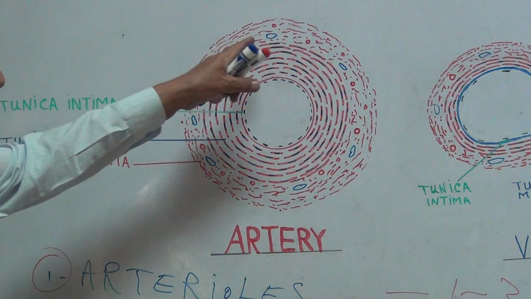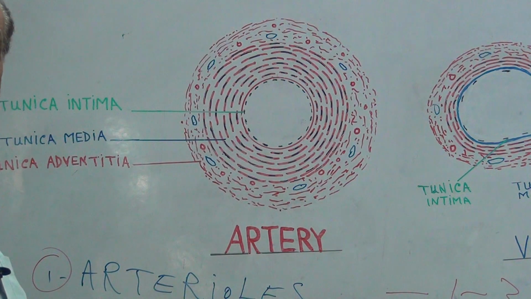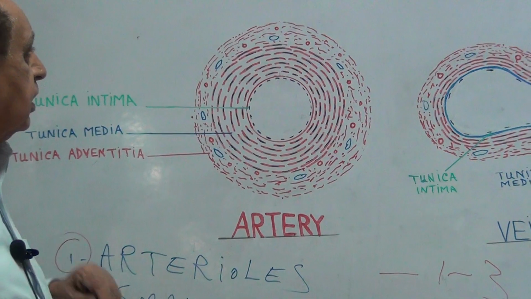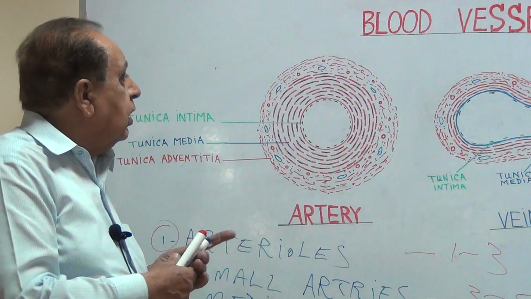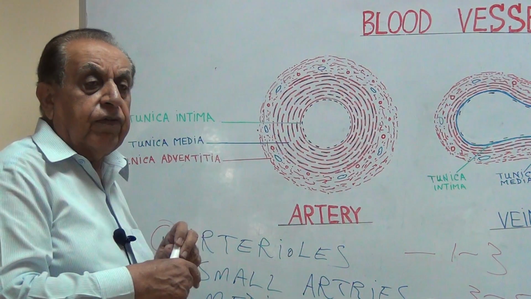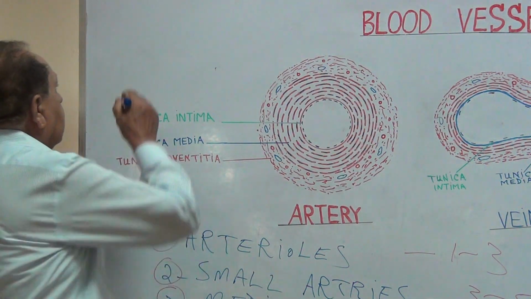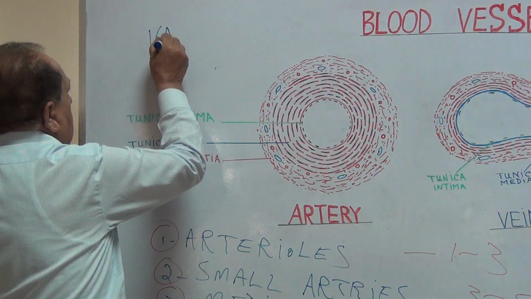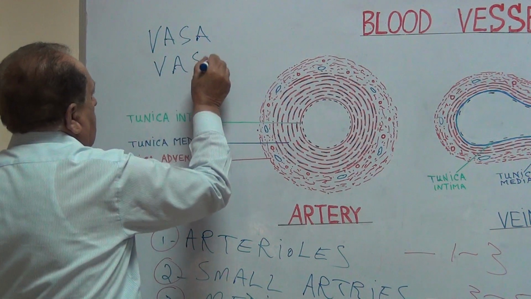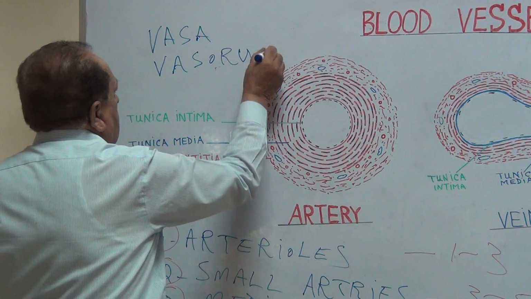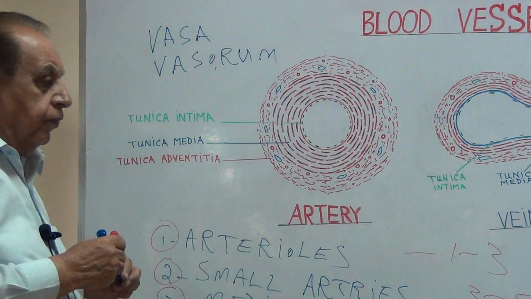The blood vessels here supply the artery and provide nutrition to the artery. These blood vessels supplying nutrition to the arteries, this artery and vein, are called the vasa vasorum. This one is the vasa vasorum.